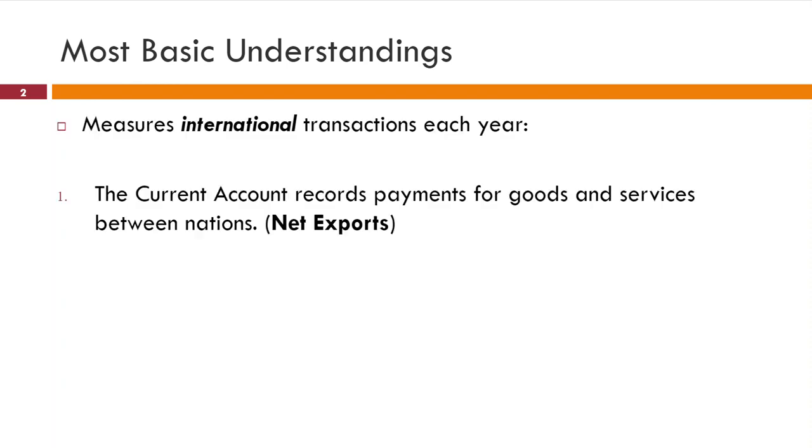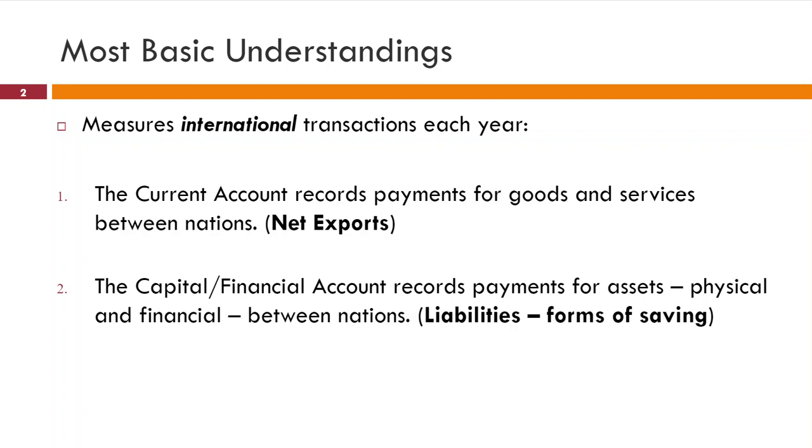Understanding number one is that the current account is an account used by the government to record payments for goods and services. In other words, the current account is virtually identical to net exports. It includes a little bit more than net exports, but the current account is overwhelmingly the trade of goods and services between countries. Thing number two is that the capital and the financial account record payments for assets between countries.